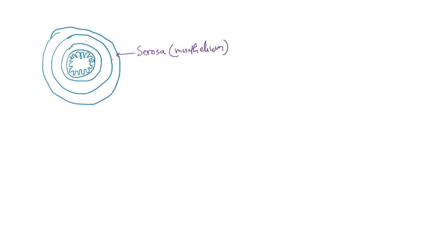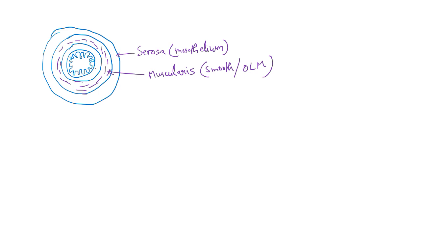Then after that we have a strong muscular layer. Let's draw it like this. This is a muscular layer, known as muscularis. This is made up of smooth muscle and outer longitudinal muscles.